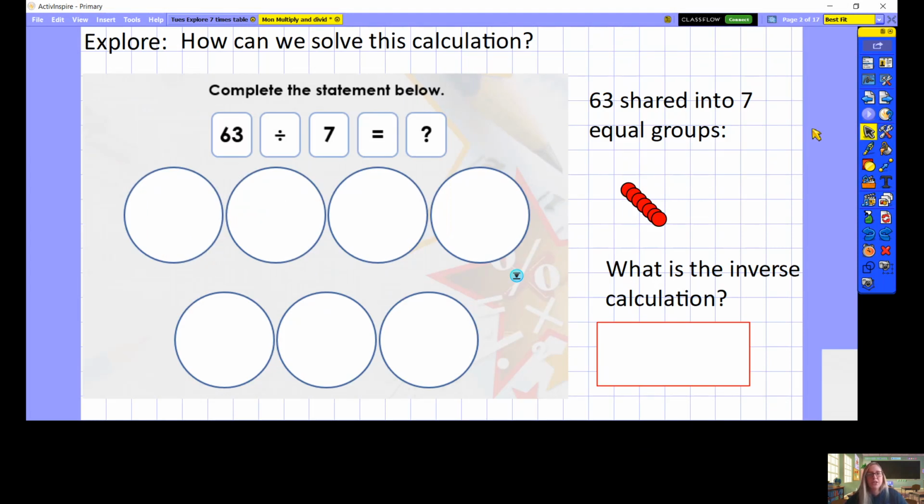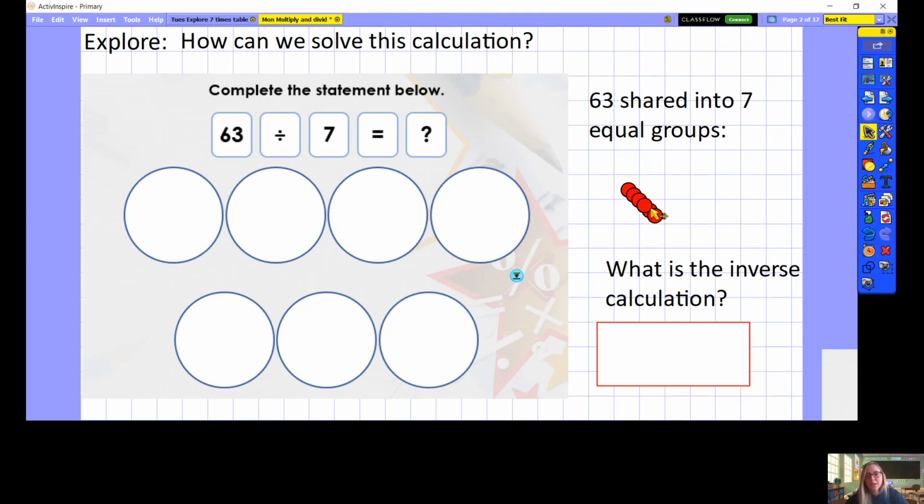Okay, so let's look at our first question here. So how can we solve this calculation? Complete the statement below. So we've got 63 divided by 7 equals something. So to help us, another way of saying this question is 63 shared into 7 equal groups. So I've got 7 equal groups here on the screen, 1, 2, 3, 4, 5, 6, 7. So I could share 63 counters into these 7 equal groups. Now that's going to take quite a long time for me to share individual counters counting up to 63.